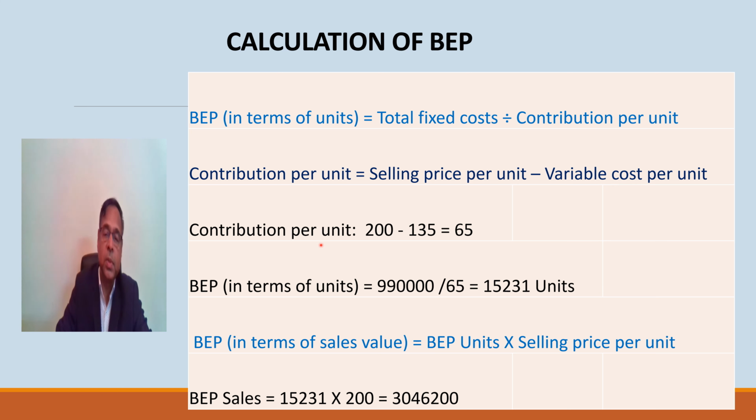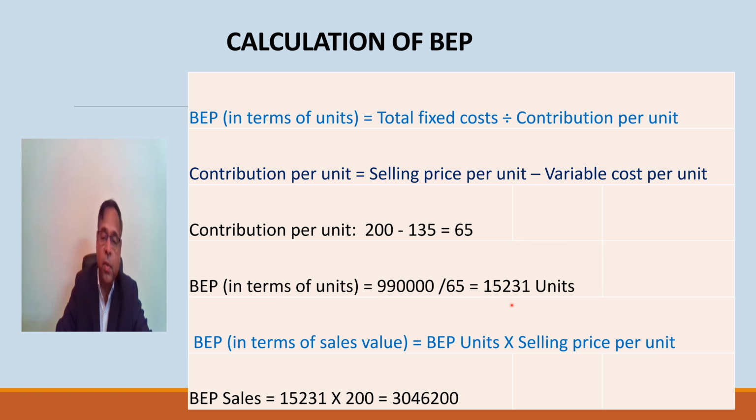So therefore, contribution per unit is equal to 200 minus 135. 200 is the selling price per unit, which is already given in the question. And variable cost per unit is also available in the question, that is 135. So 200 minus 135 is equal to 65. 65 is the contribution per unit. So now we can easily calculate break-even point in terms of units. BEP in units is equal to the total fixed cost 990,000 divided by the contribution per unit, that is 65.